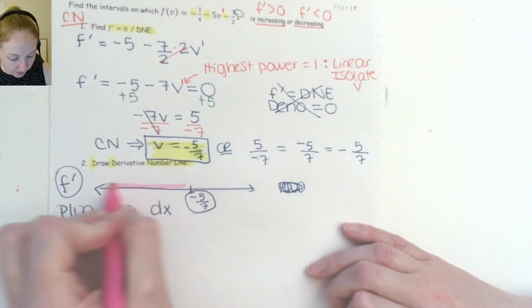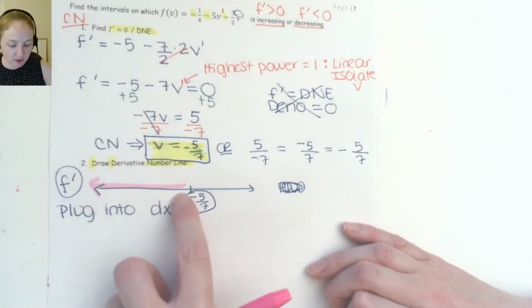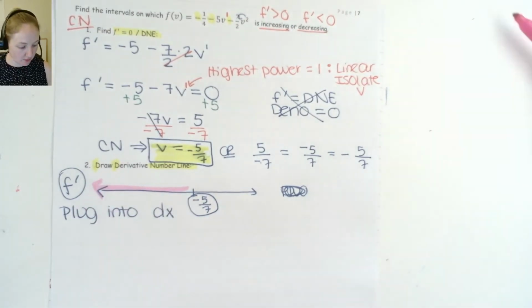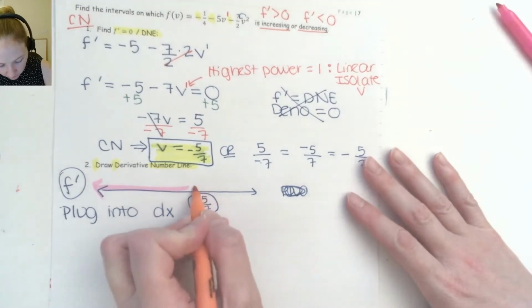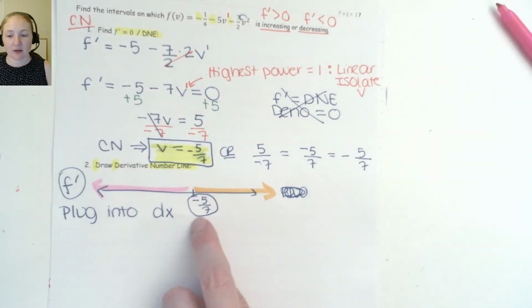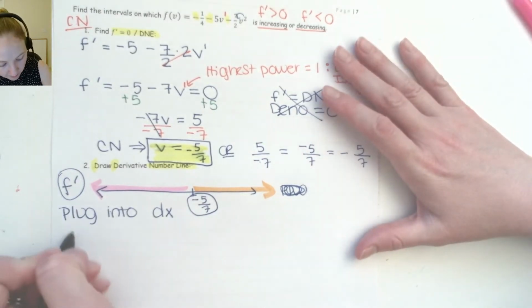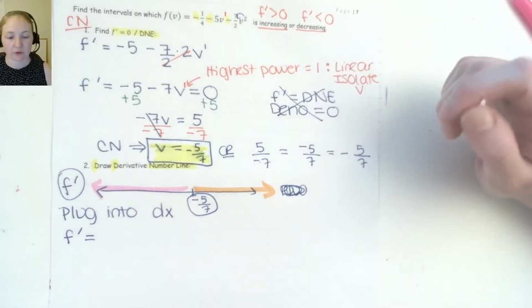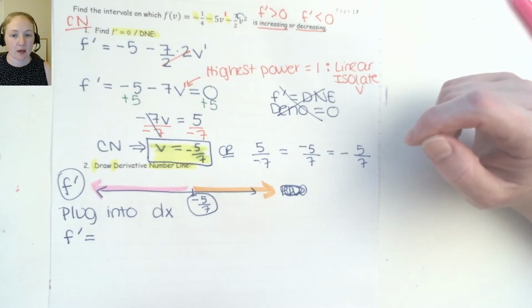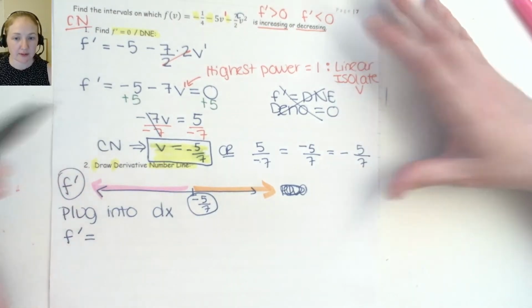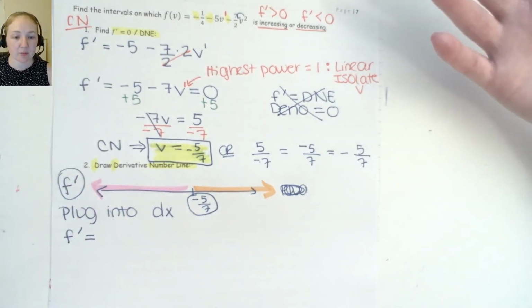We have our first interval that goes from -infinity to -5/7. And then we have our second interval that goes from -5/7 to infinity. And we're going to plug in to our derivative. All right, now you do all of this work and it's like, where is my derivative? Like, where do I need to plug in?